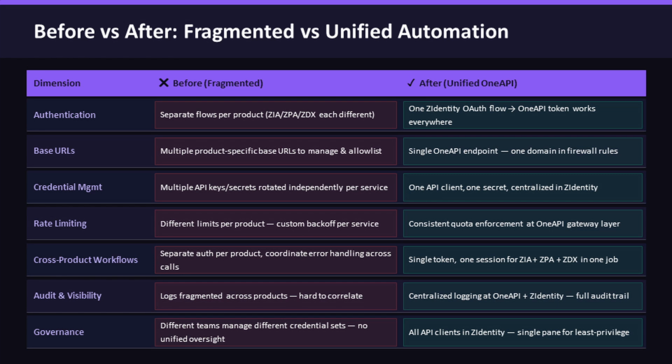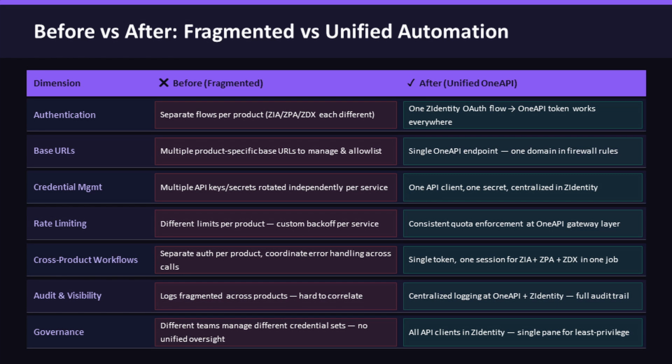Authentication. Before, each product required a separate OAuth or API key flow. After, one zIdentity OAuth flow produces a token that works across all services via one API. Base URLs. Before, you managed multiple product-specific base URLs and had to allow list them all in firewalls and proxies. After, one API endpoint, one domain to manage. Credential management. Before, multiple API keys and secrets rotated independently per product, often out of sync. After, one API client and one secret, centralized and governed in zIdentity.